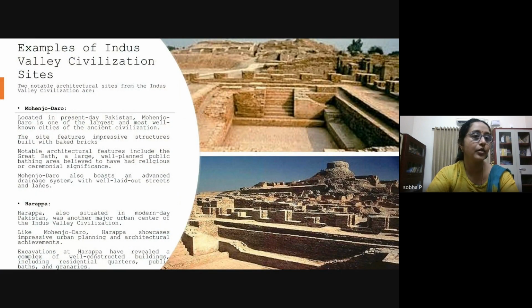As we already talked about Harappa and Mohenjo-daro, just coming into the details of Mohenjo-daro, this is one of the well-known cities, and the main attraction is that they have impressive structures built with baked bricks. And everybody would have heard about the Great Water Bath, which is a well-planned public bathing place, which is believed to have religious or ceremonial significance. It does have well laid out patterns of streets and lanes. So it's actually a planned city.